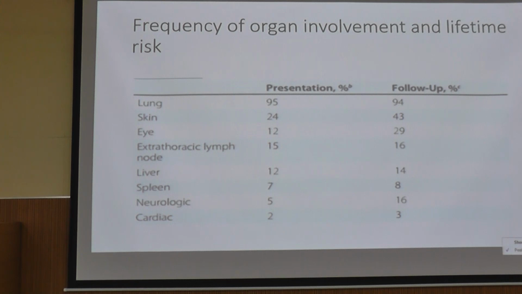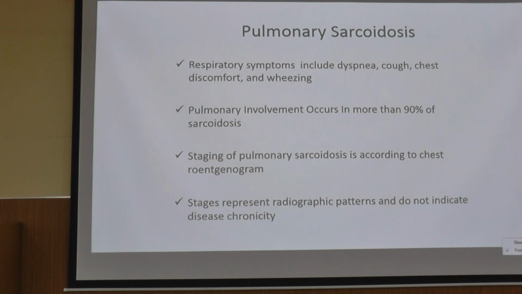The commonest organ to be involved is always the lung. Pulmonary sarcoidosis is the most important. What comes next? The skin, then the eyes. These are the three common organs involved. We will discuss a few organs. More than 90% of the time, the lung will be involved. I will be putting up the different stages based on the X-ray which is described.